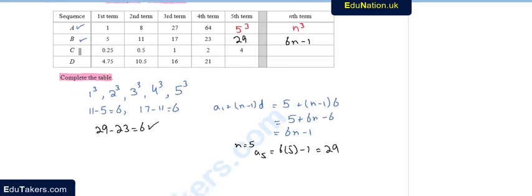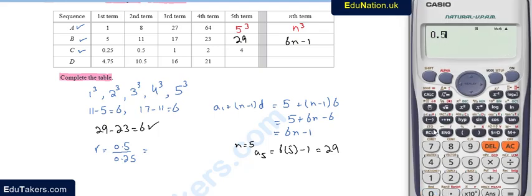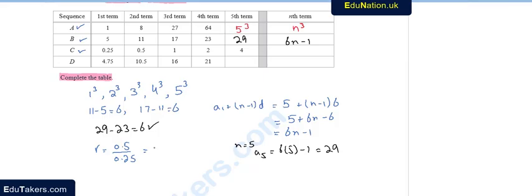Next is sequence C. Its first term is 0.25, second is double the first term, third is double the second term, fourth is double the third term, and fifth term is double the fourth term. So this is a geometrical sequence. So their common ratio should be what? It is 0.5 over 0.25, which is 2. Their common ratio is 2.